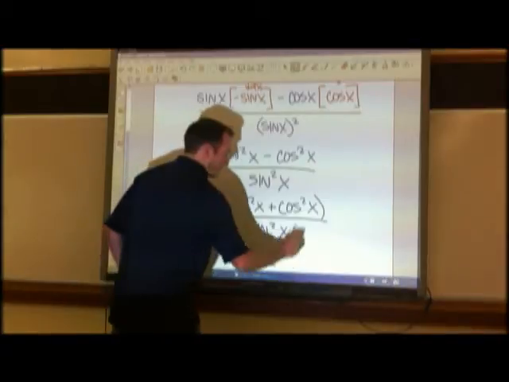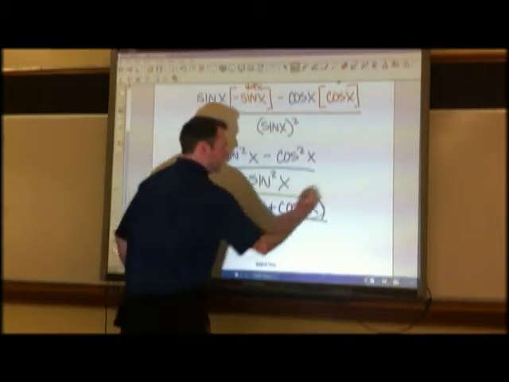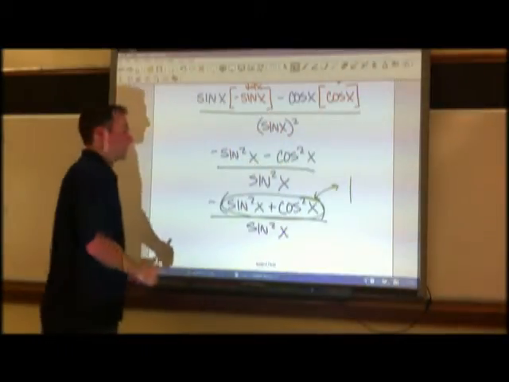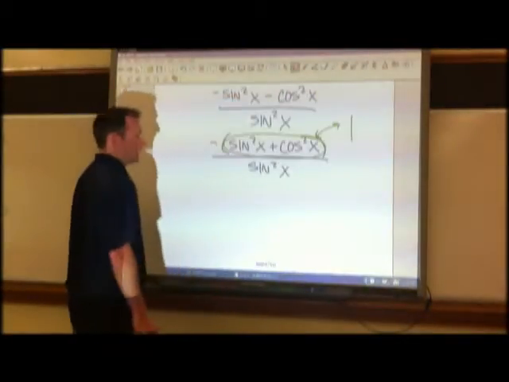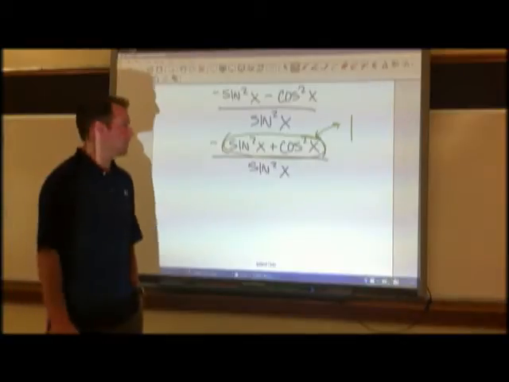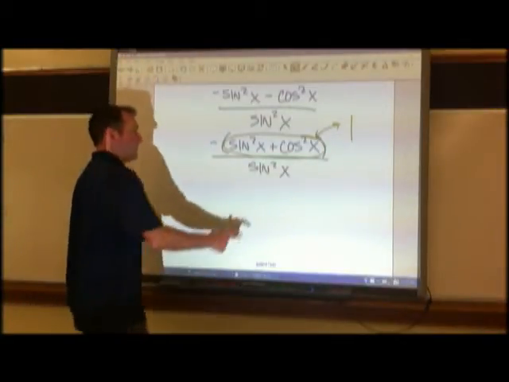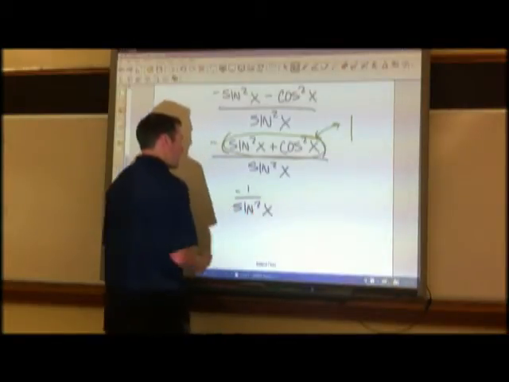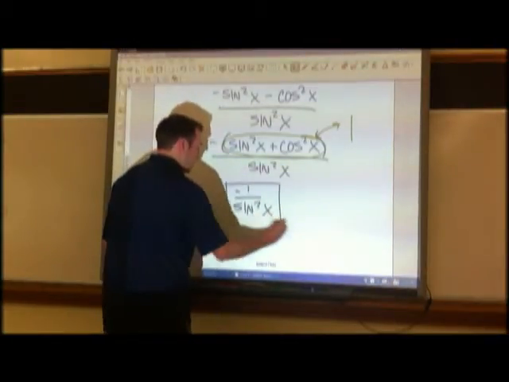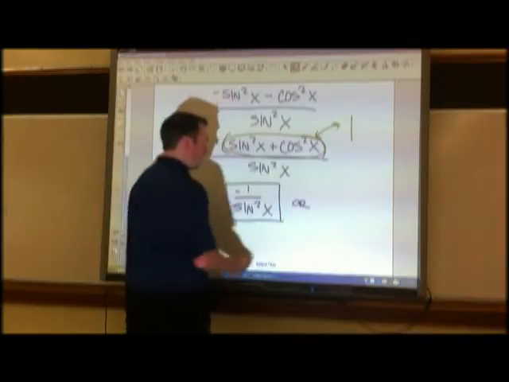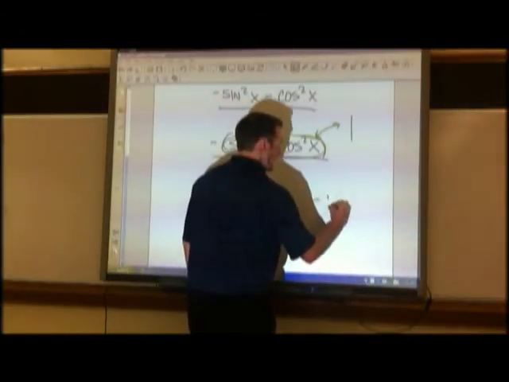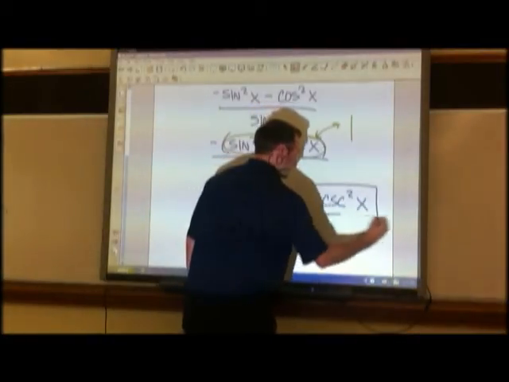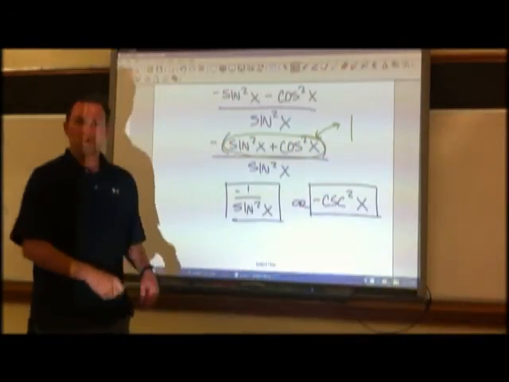And this, as we remember, is just 1. Sine squared x plus cosine squared x equals 1 is the identity there, the Pythagorean identity. So I've got negative 1 over sine squared x, which is okay. Or you could go one step further and say this is negative cosecant squared x, which is a nice little pat on the back.